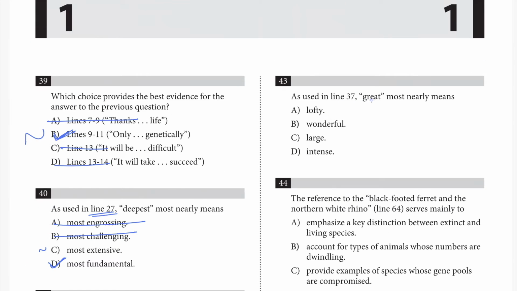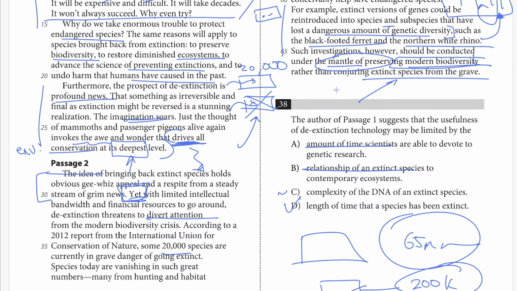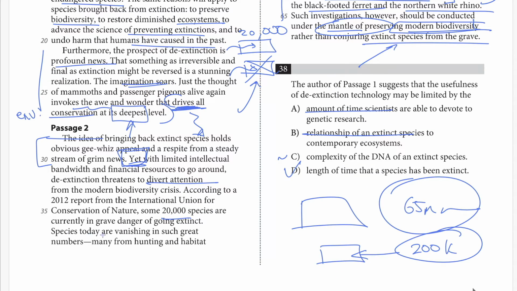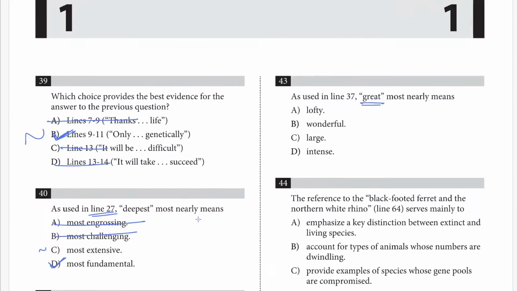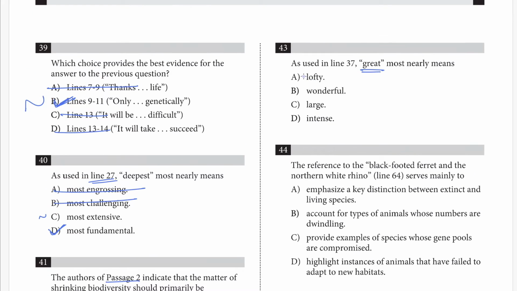As used in line 37, great most nearly means. Remember, you don't need to look at this first. You need to go back to line 37. Okay, so where's line 37? Right over here. Species today are vanishing in such great numbers, which means in huge numbers, right? And so let's look at it. Great, lofty. This is the primary meaning. That's out. Wonderful is out. Our great most nearly means large, very very big maybe, and then intense, no. Okay, so that's why C is your correct answer.